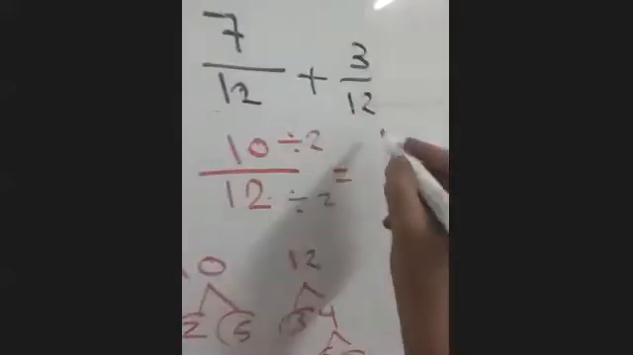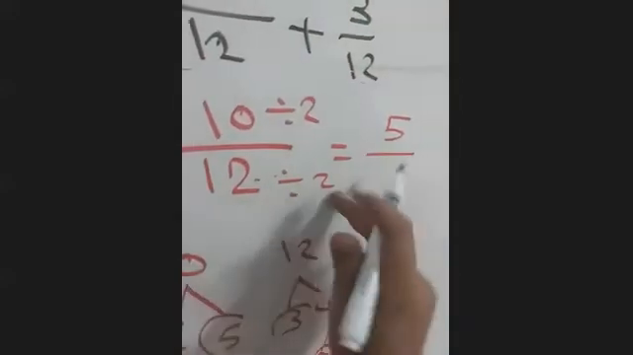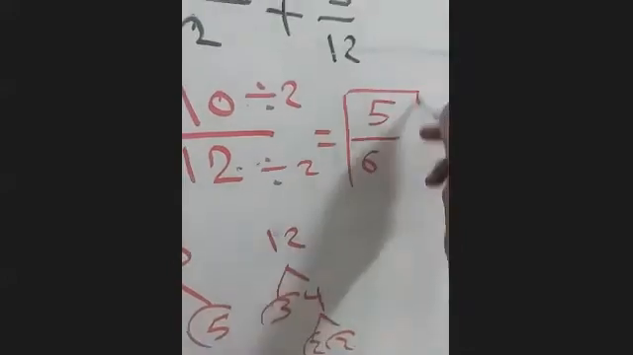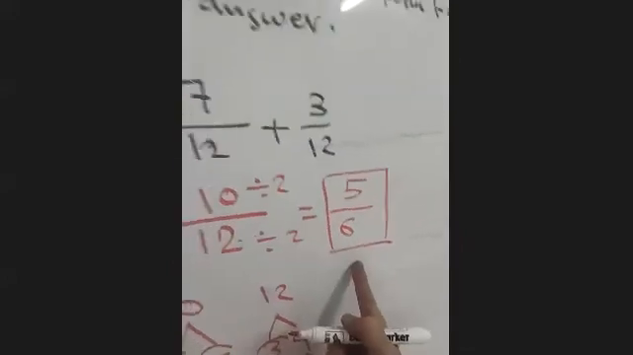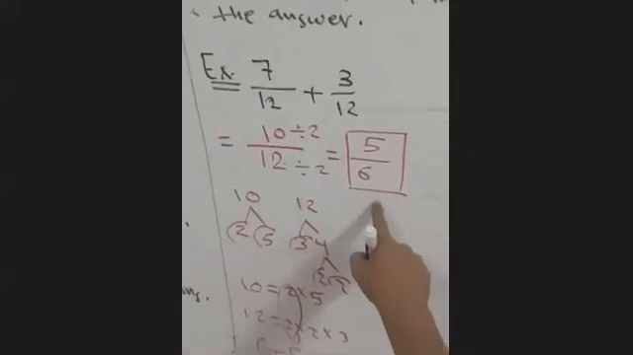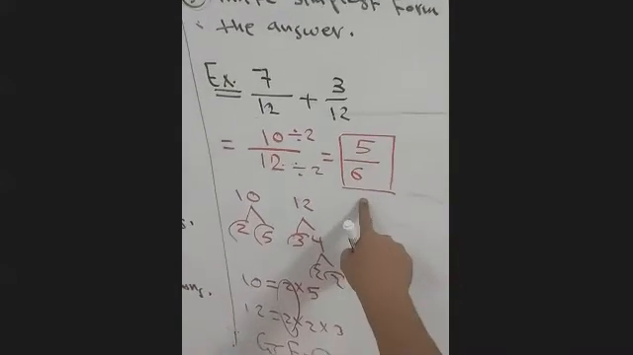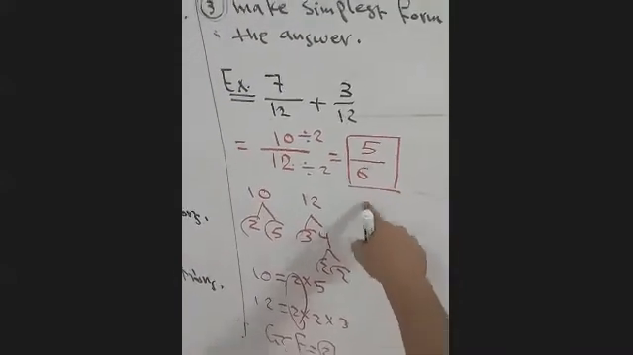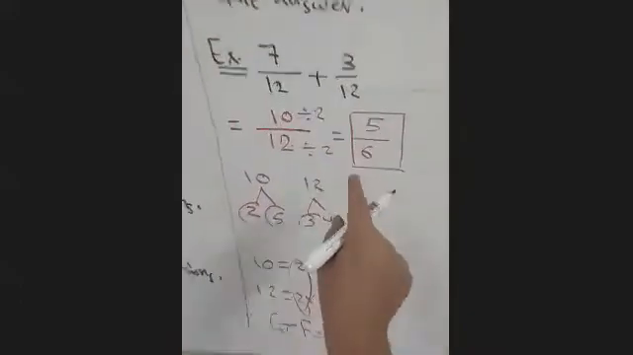Now 10 divided by 2, 5. 12 divided by 2, 6. This is the final simplified answer. This is important. This is very important.